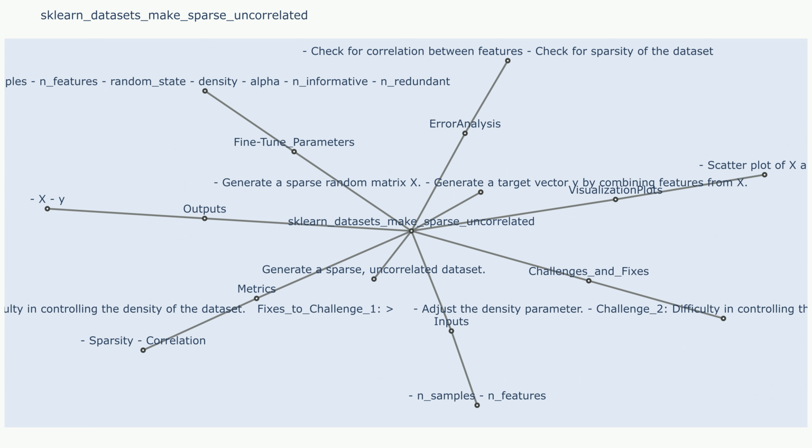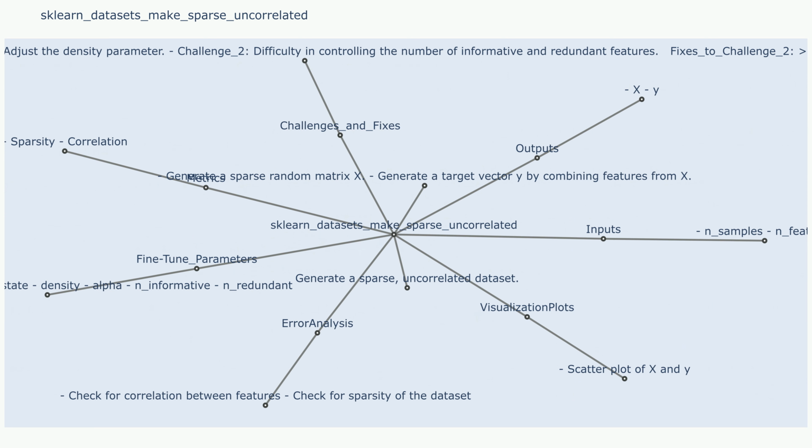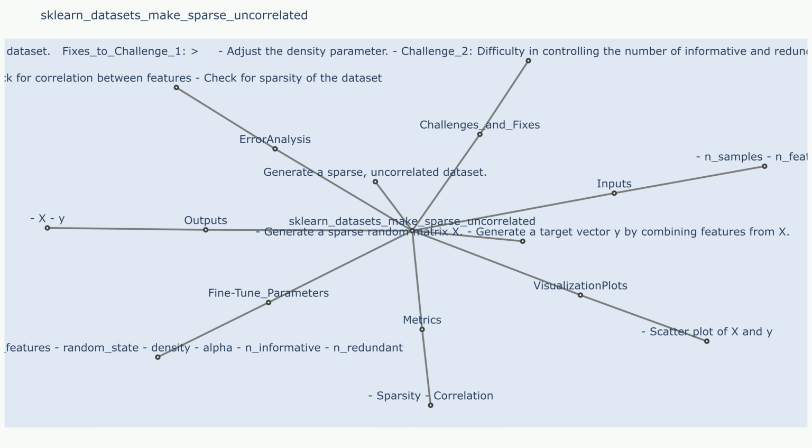Challenge 2: the generated data may not be realistic. Sample use case that resulted in challenge 2: using the dataset to train a model to predict the price of a house. Fixes to challenge 2: use a different dataset generation function that generates more realistic data.